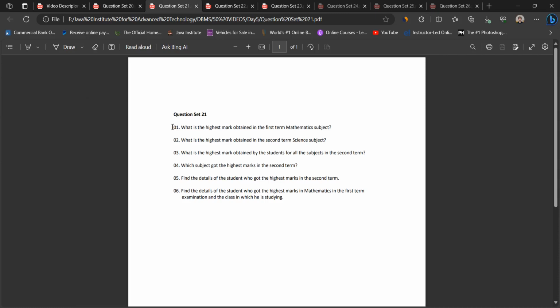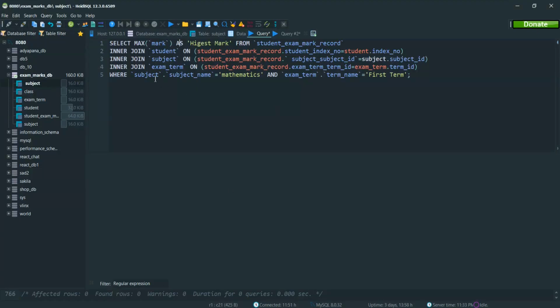The question set. 1. What is the highest mark obtained in the first term mathematics subject? So let's see, here we have the search query. Here I have used the max function to get the highest mark, and I have joined three tables, which are student table, subject table, and exam term table. And here are the conditions relevant to the tables.